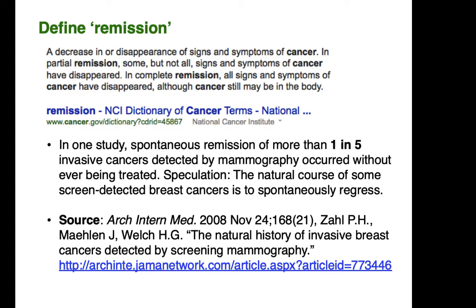In one study, spontaneous remission of more than 1 in 5 invasive cancers detected by mammography occurred without ever being treated. 1 in 5. That's 20% of breast cancers diagnosed by mammography stops, doesn't progress. Speculation: the natural course of some screen-detected breast cancers is to spontaneously regress.